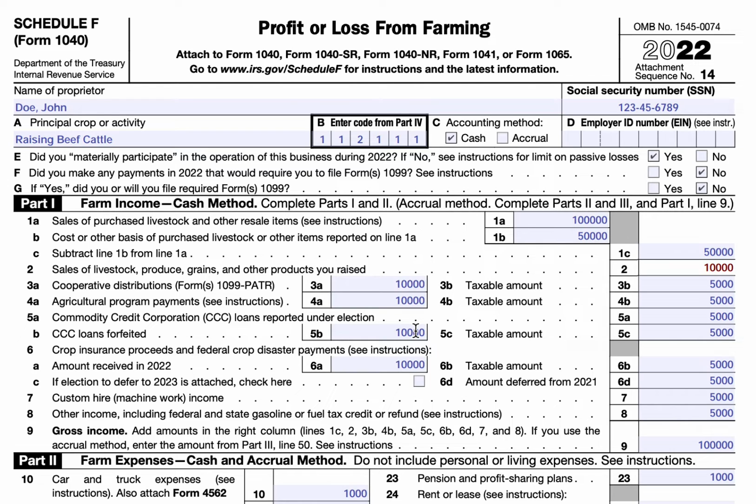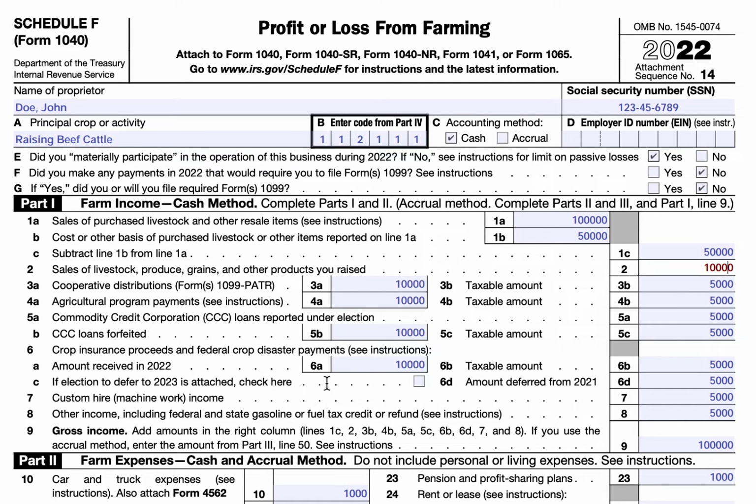Now on line 4B, you would only report the taxable amount. So you would not report any market gain from a Commodity Credit Corporation loan if you elected to report the loan proceeds as income in the year that you received them. Because you reported it as income in a prior year, you don't need to report that as a taxable amount again. Those payments would generally be on Form CCC-1099-G from the Department of Agriculture.